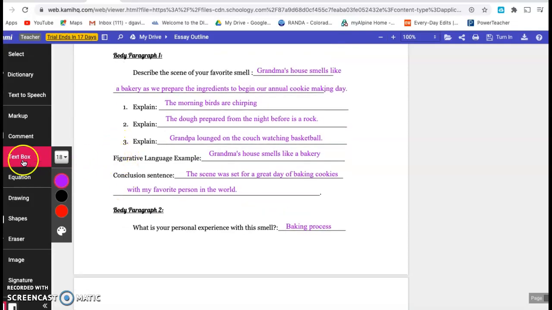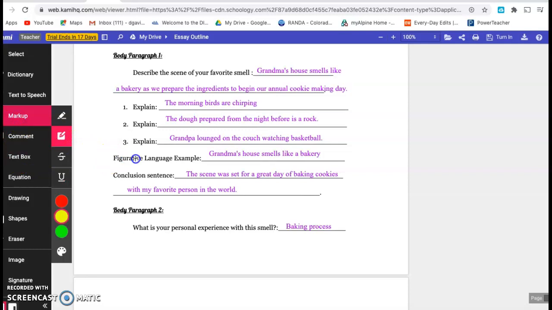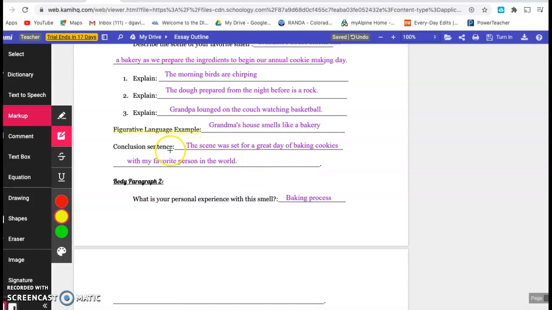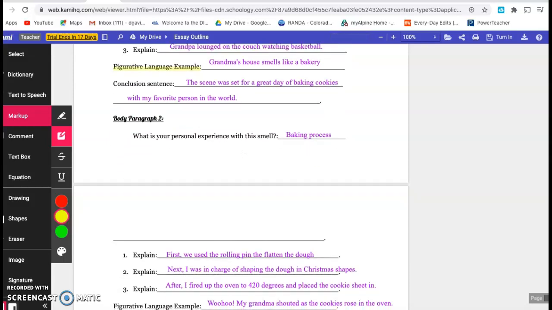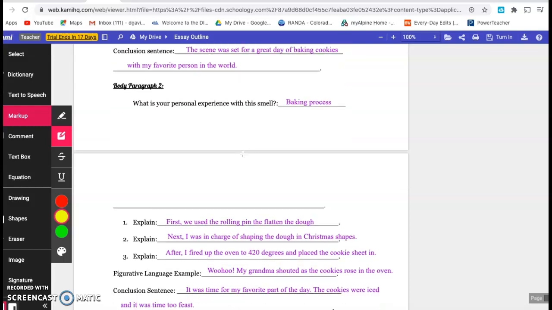There will be a slot to write your figurative language example. Grandma's house smelt like a bakery. There's my example of a simile of figurative language. Do not forget you need to have a conclusion sentence for each paragraph. I'm wrapping up the scene right here. The scene was set for a great day of baking cookies with my favorite person in the world. Once I am done with that, refer to this for an example if you are struggling.